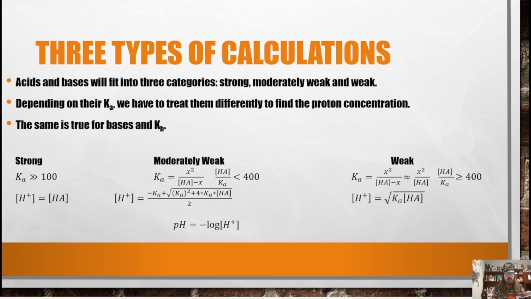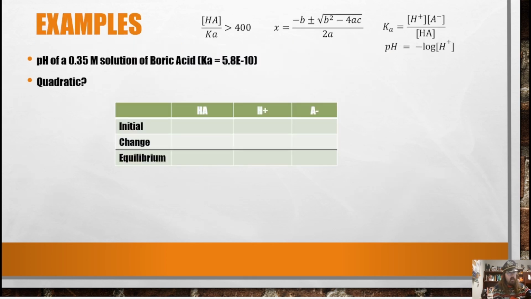Now, the same situations can be true for bases. We can have strong bases, very weak bases, and only moderately weak bases. And we'll have the same approach. Now, with that in mind, let's go on some examples. Our first situation is the pH of 0.35 molar boric acid with a Ka of 5.8 times 10 to the negative 10th. So, in order to do this, let's go to the DocCam.